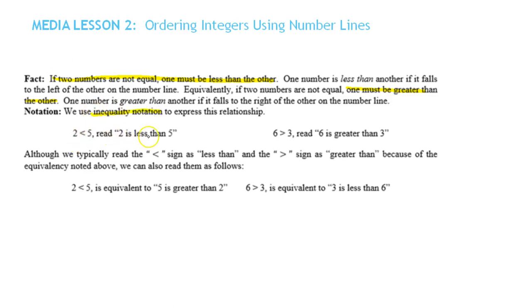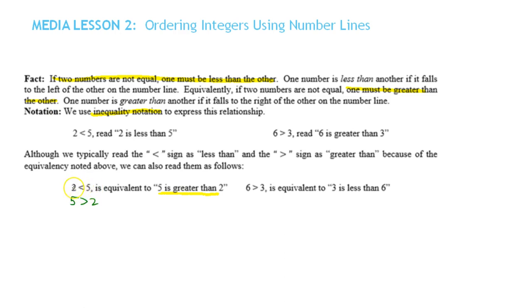This reads 2 is less than 5, and this symbol is the less than symbol. This reads 6 is greater than 3, and we call this the greater than symbol. Now, notice we could also write 2 is less than 5 and say that that means that 5 is greater than 2. So this is an equivalent way to write 2 is less than 5.